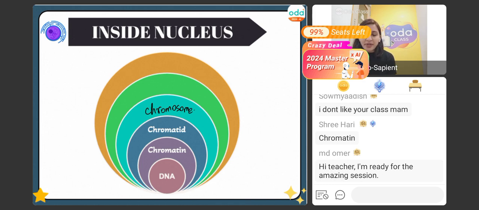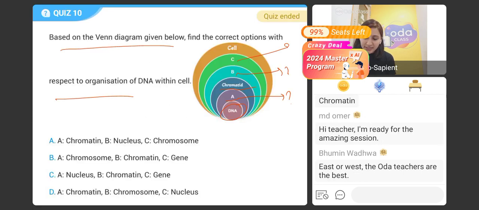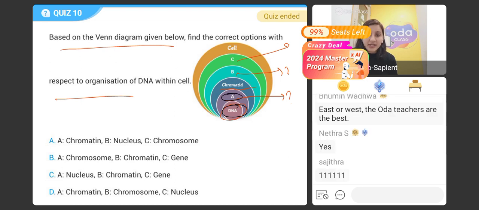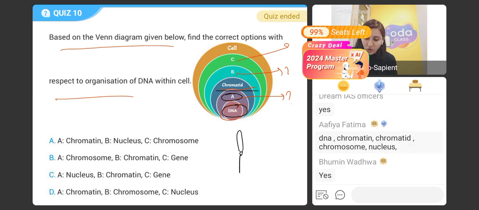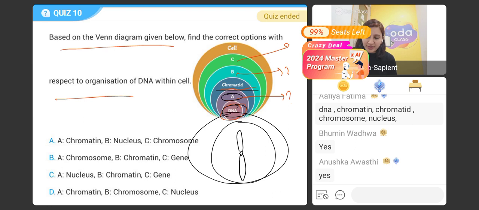And where is it present, students? It is present inside the nucleus, and the nucleus is present inside the cell. Is this clear, students? Yes. So DNA is present along with protein. It forms chromatin, then chromatid. Okay, it becomes chromosome, which is seen inside the nucleus of the cell.